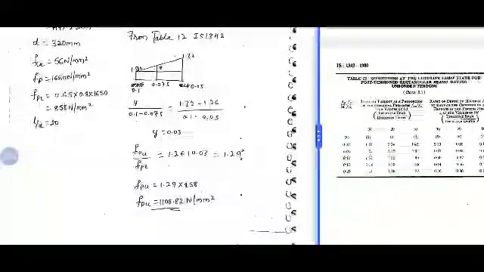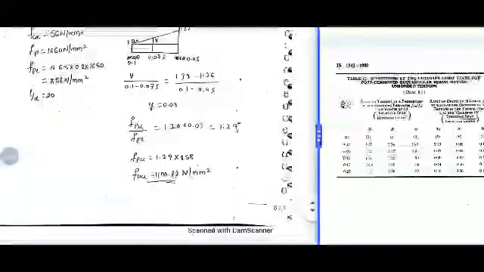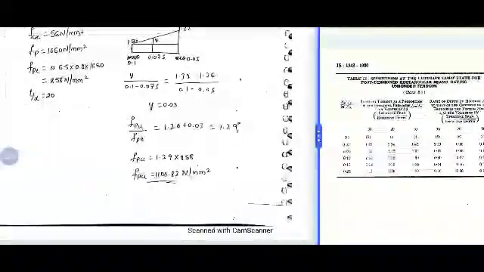So for 0.05 we have 1.32 and for 0.1 we have 1.26. On interpolating for 0.075 we will get FPU by FPE ratio as 1.29, and on simplifying we will get 1106.82 Newton per mm square. Again for the same values we need to go for XU by D ratio.